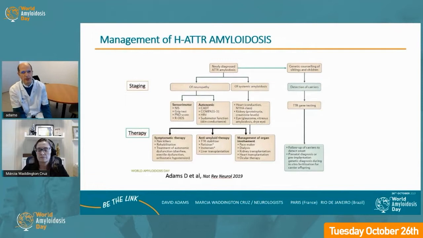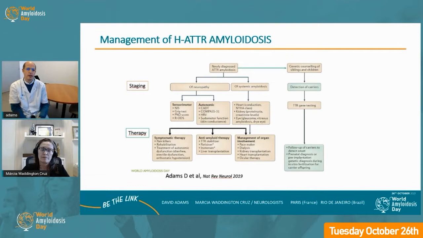The management of hereditary ATTR amyloidosis is very complex. You need a multidisciplinary approach. Once you have made the diagnosis, you have to assess the sensory motor neuropathy with different scales, and what autonomic involvement you have, also with different scales. And you have to look systematically, even if the patient complains only of neuropathy, at what is happening with the heart, with different investigations for conduction or cardiomyopathy, and also for kidney and eye.